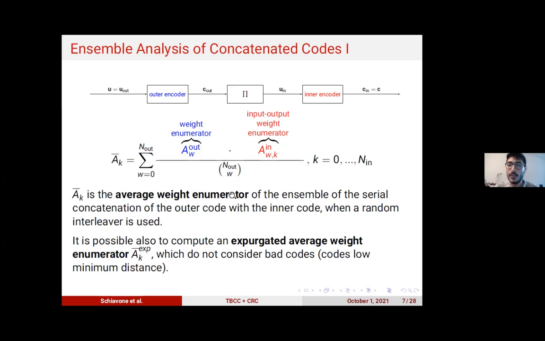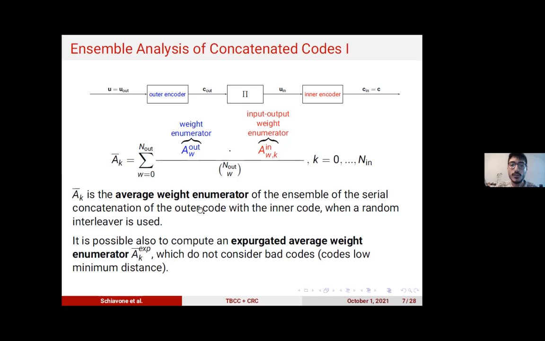So this average weight enumerator is telling us the average performance of all the possible codes, all the possible random interleavers that we can place here. So it's just an average, okay? It's not a specific one.